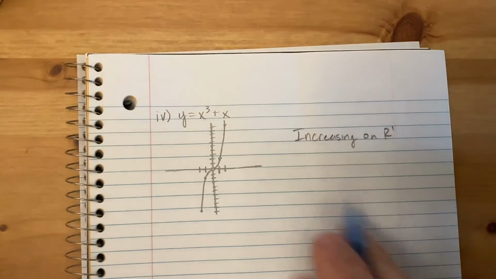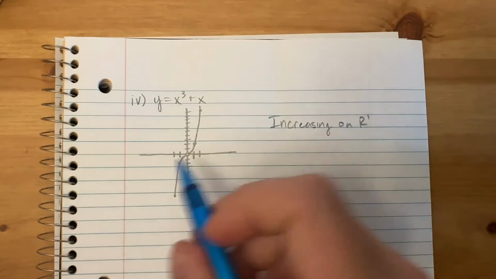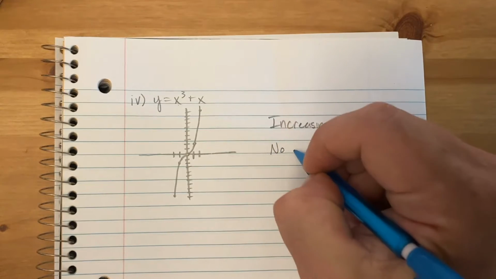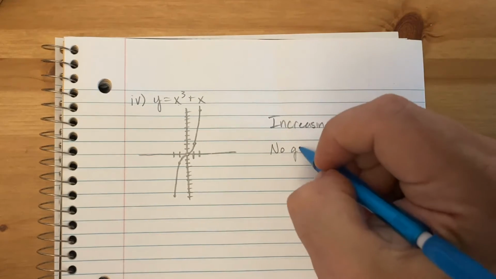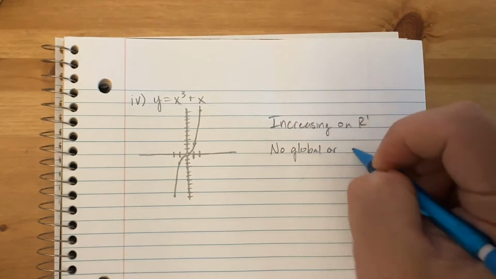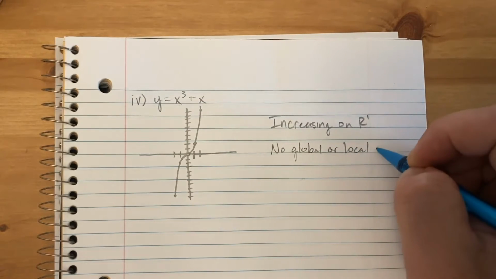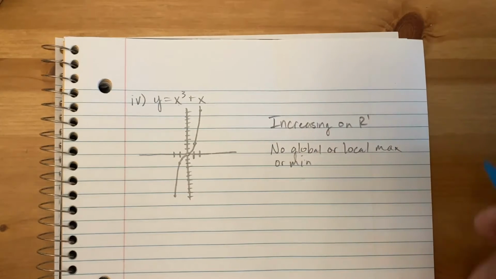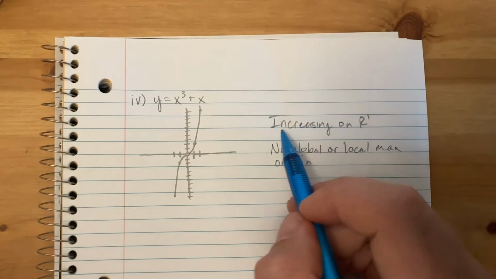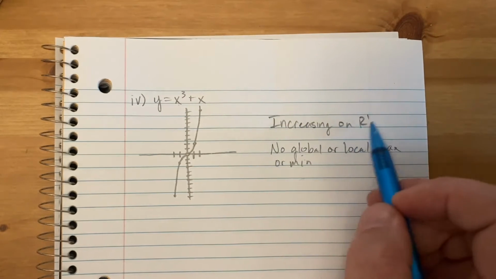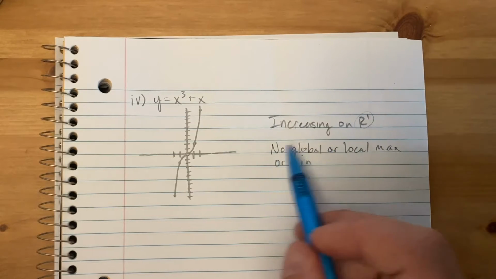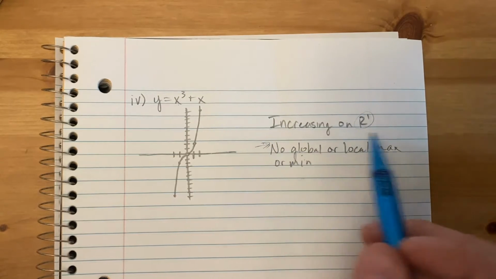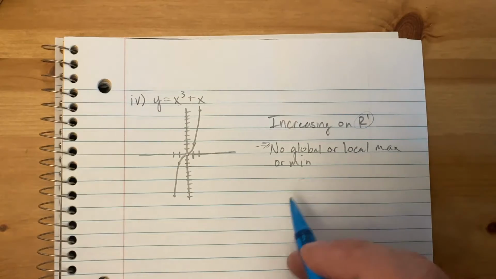There's nowhere that it's decreasing, and there's no global or local max or min here, right? So you'll notice that if it's increasing or decreasing on the entire domain, we're always going to get this. There's no global max or global min.